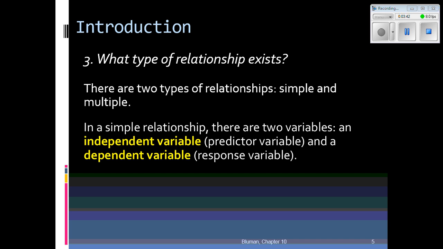The independent variable is sometimes called the predictor variable. It'll predict what will happen. And your dependent variable is called the response variable. Okay? So the way I always remember it is that your dependent variable is the one that depends on what happens with the other one.